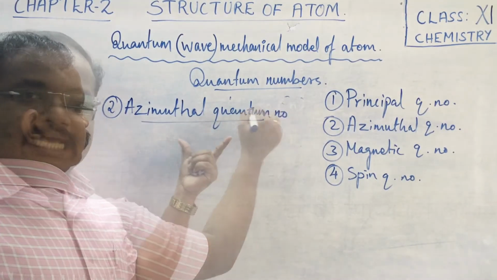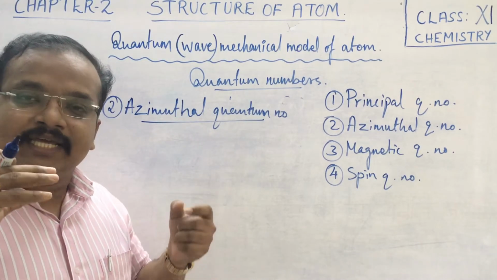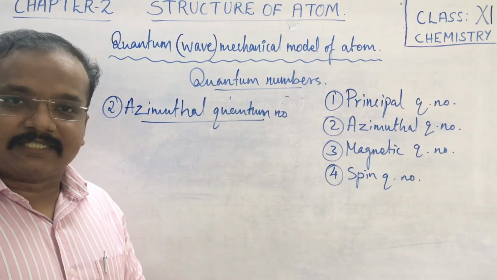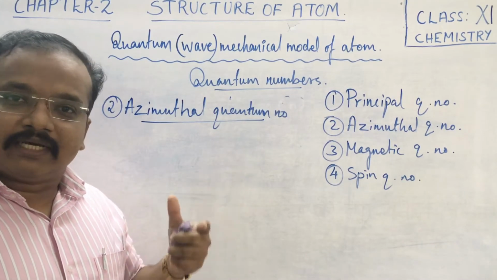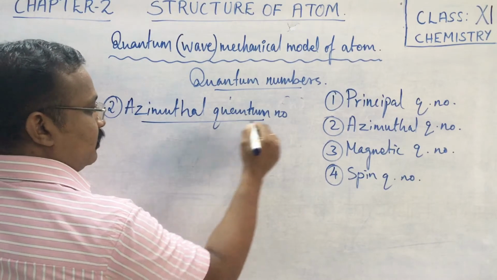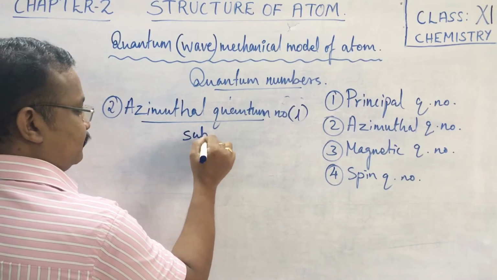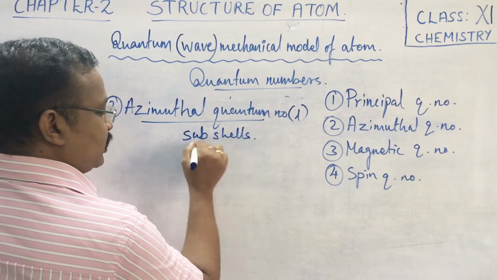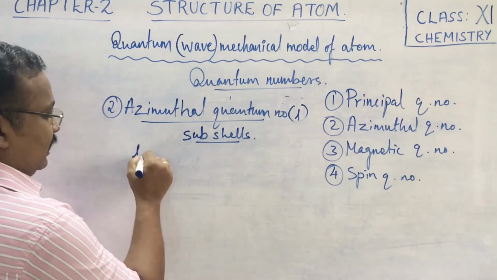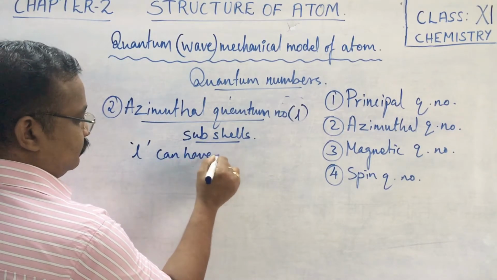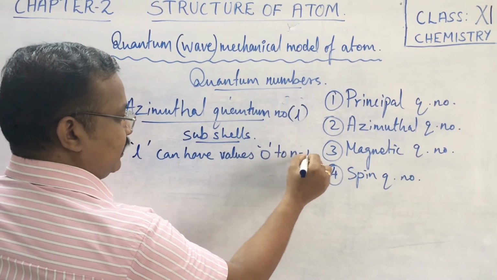So children, listen here, this azimuthal quantum number is very important because it gives us a new idea about the orbital concept, whereas the principal quantum number explains the principal energy level. This azimuthal quantum number, represented by l, explains subshells. In every shell there are subshells present. According to this azimuthal quantum number, l can have values 0 to n minus 1.